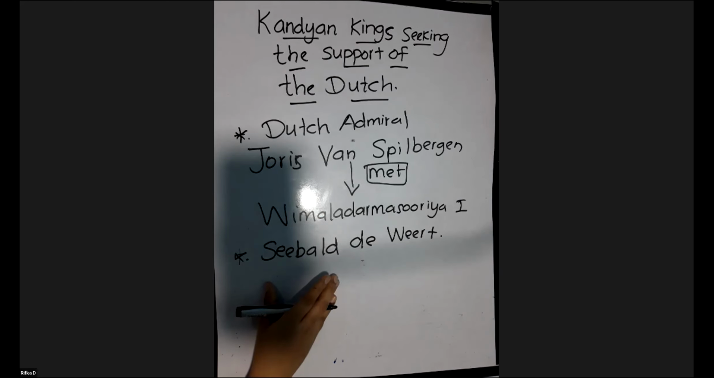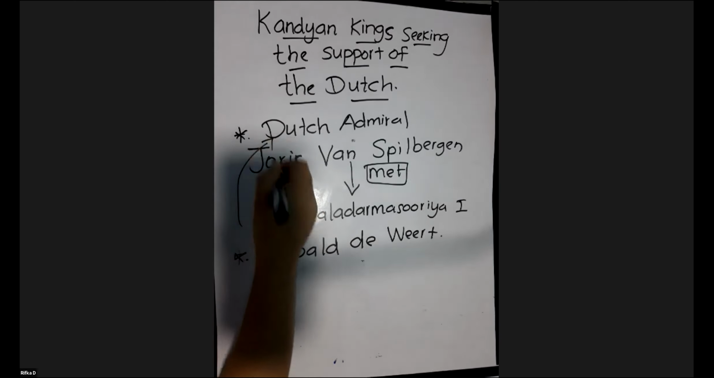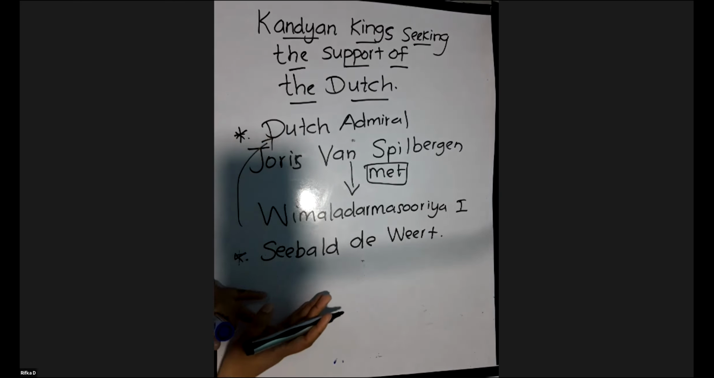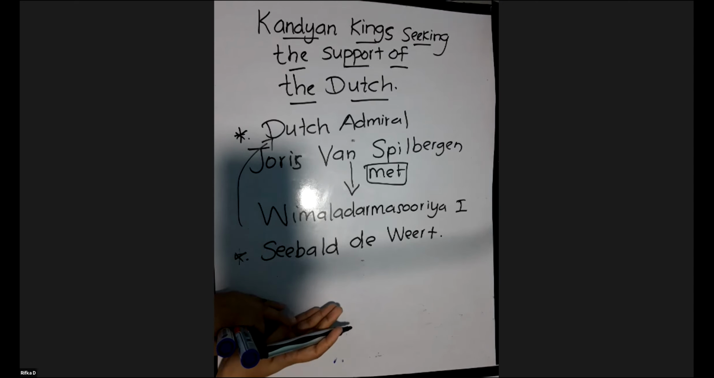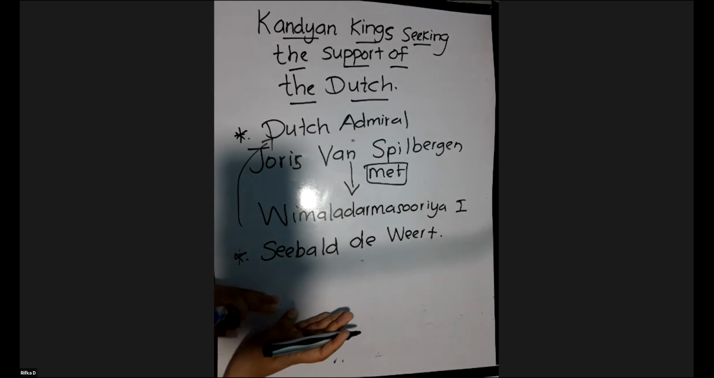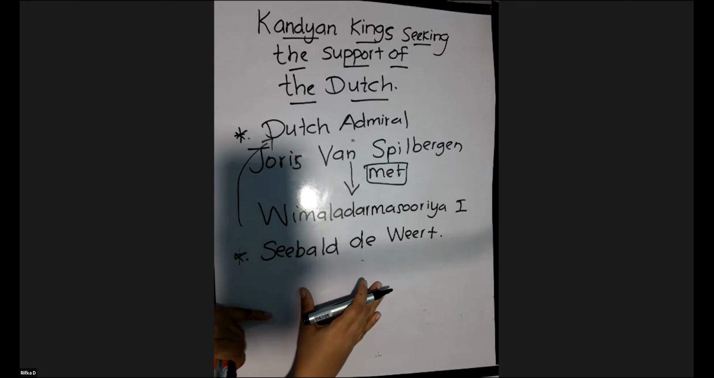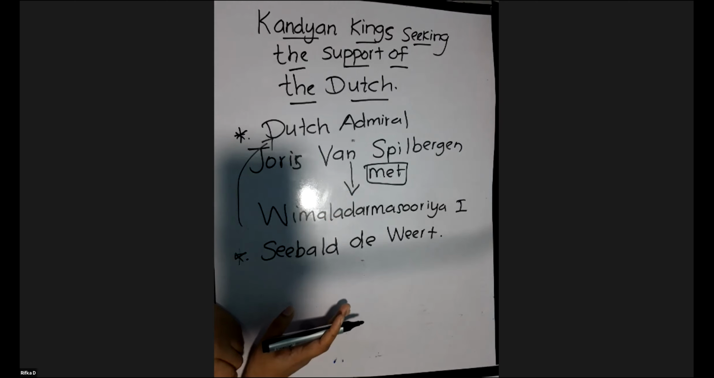When the king got to know that this Sebald de Weert was also from the same Dutch, he welcomed him very enthusiastically. He welcomed this delegation happily, and the king invited them. So both the parties had a discussion. Now, what happened later on?